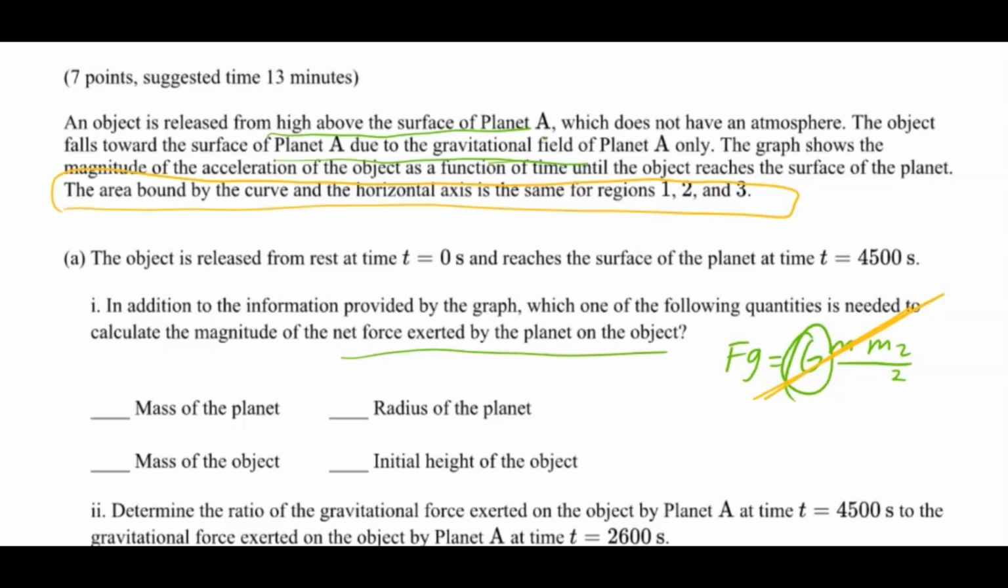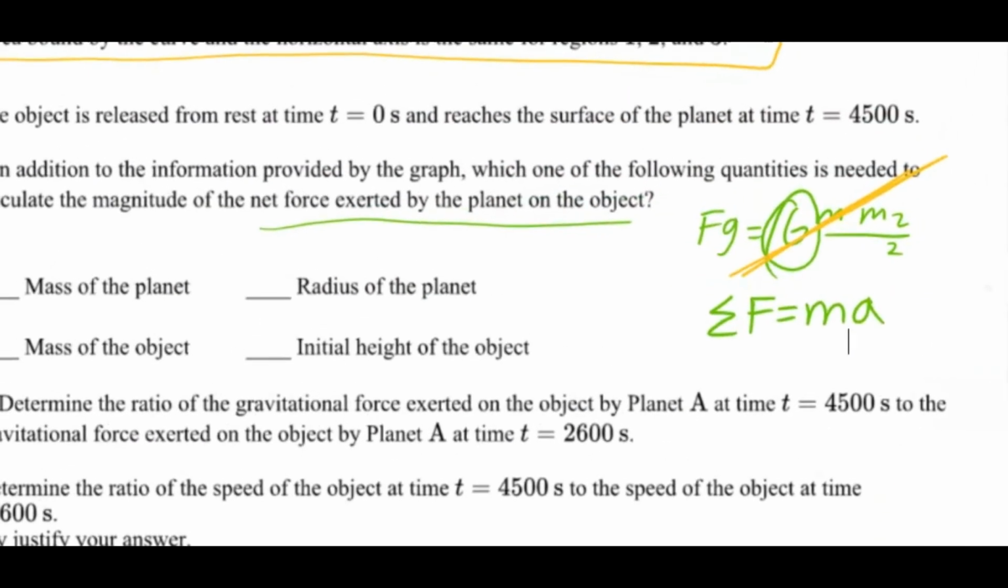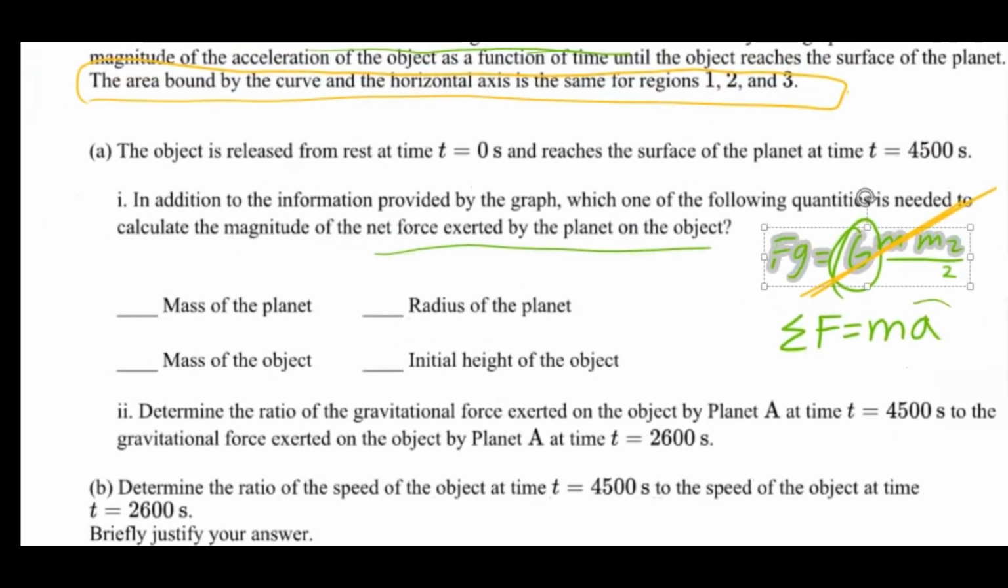So is there another equation we can use that has force in it? Yes, and that is Newton's second law. Net force equals ma. You'll see this works out quite nicely because the acceleration is given by this graph. If we know this acceleration, all we need is the mass, which is missing, in order to get the net force. And that mass is going to be of the object, because that object is the thing accelerating. And so here we can just pick mass of the object as the answer.